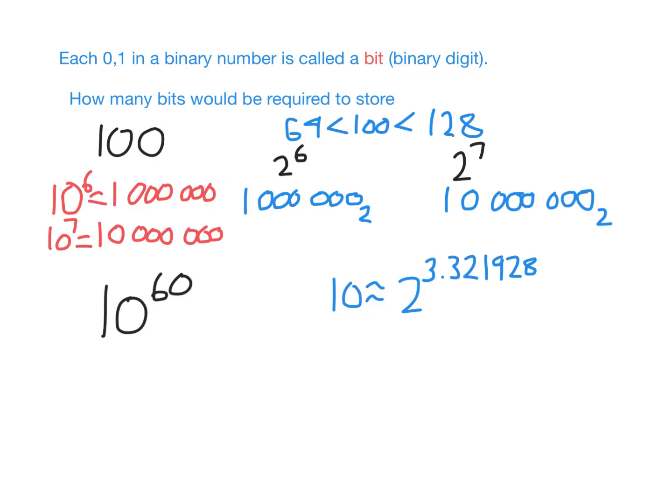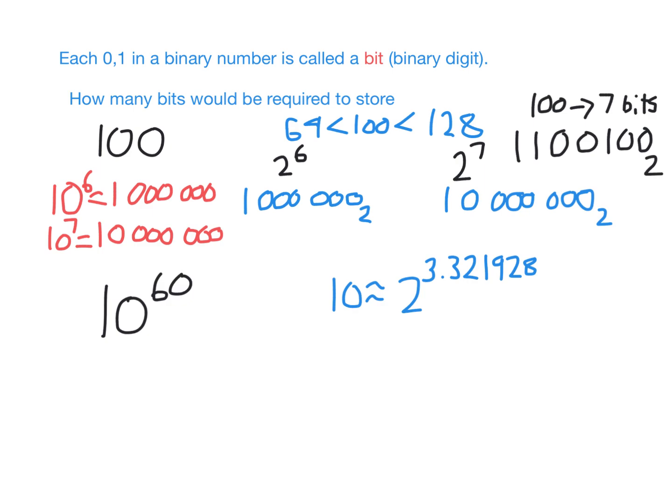In binary, we call those digits bits. So 100 in binary will require 7 bits to store. In fact, in binary, 100, we have 64, 32, no 16s, no 8s, 1 4, no 2s, no 1s. You can see clearly it has 7 digits in binary.